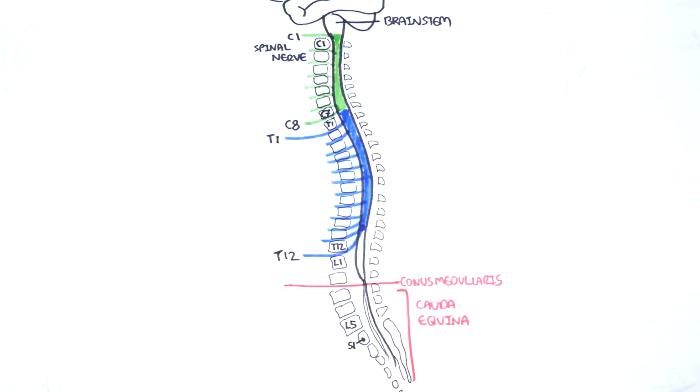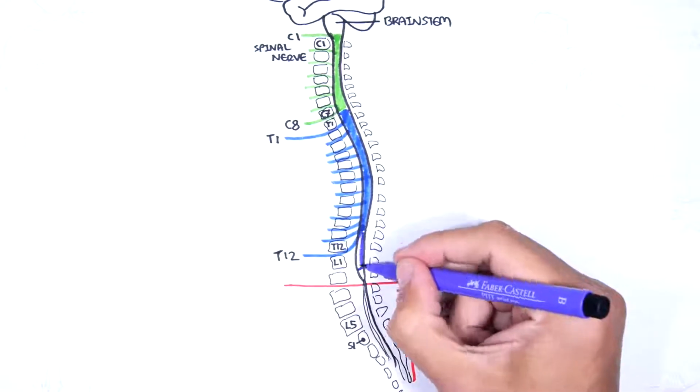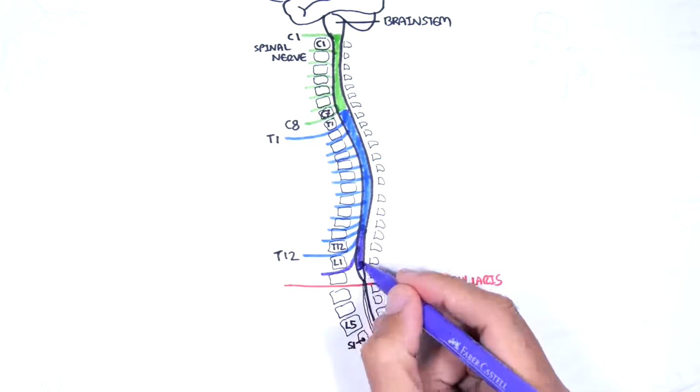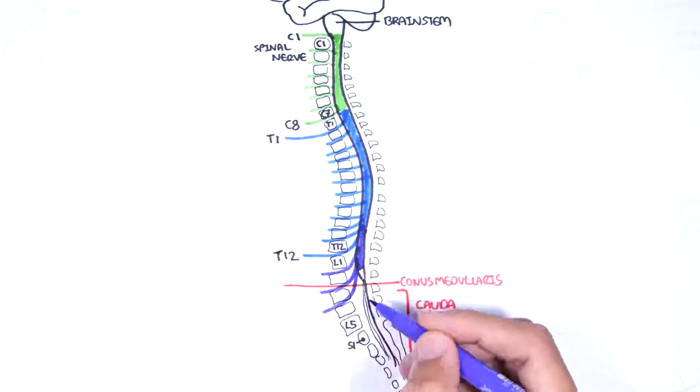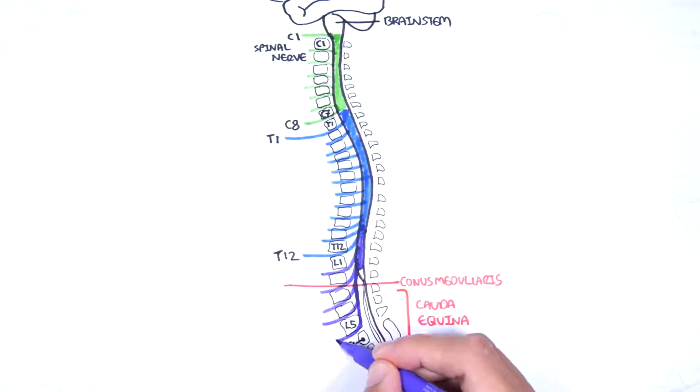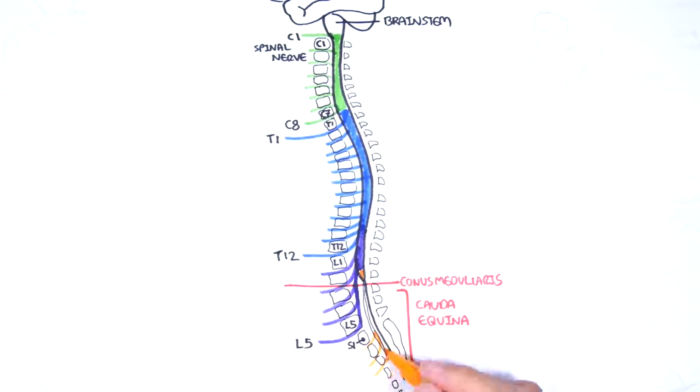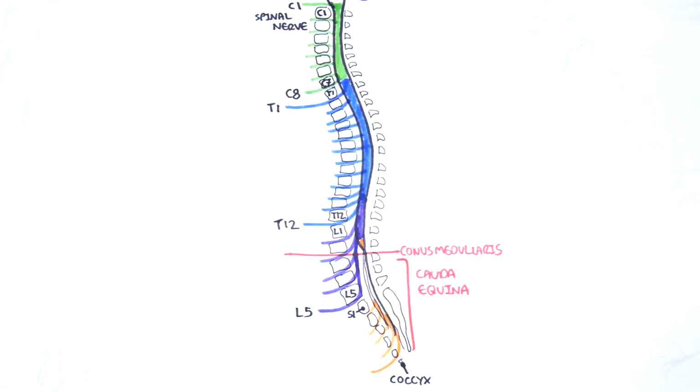The lumbar spinal cord here in purple has 5 pairs of lumbar spinal nerves, exiting again below their vertebral sections. Example, you have the L1 spinal nerve exiting below the L1 vertebra. The sacral spinal cord have 5 pairs of spinal nerves, which exits through the sacral holes. Finally, you have the coccygeal nerve, which exits below the coccyx.